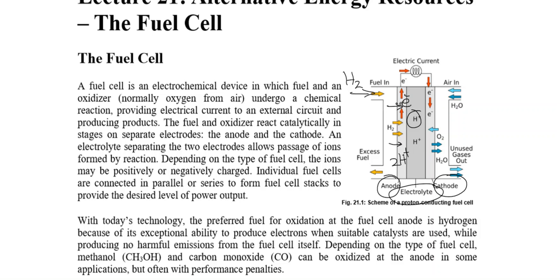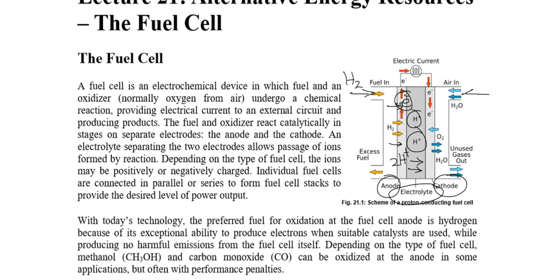In this example, we have the positive ions at the anode. So the electrolyte allows the positive ions to move from the anode towards the cathode, and it will not allow the negative ions to move through it. So the positive ions will be allowed to move while the negative ions will be stopped.